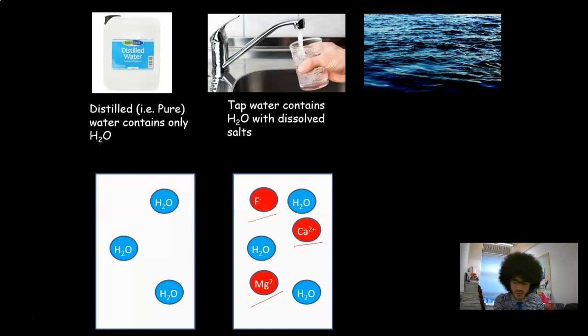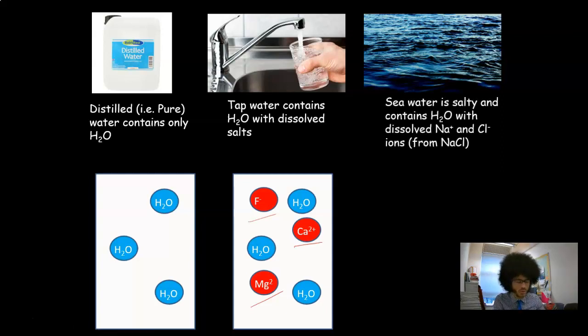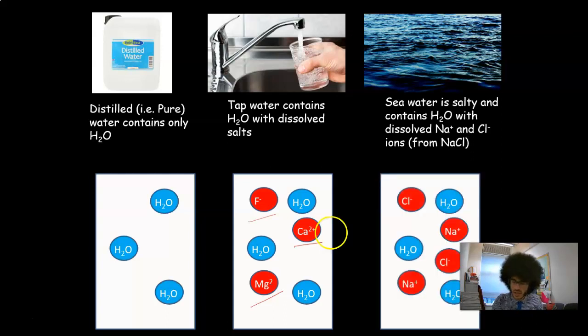Now, they're all very different to seawater or saline water. Seawater is very salty, as you may know. Now, it contains H2O with quite a fair amount of sodium chloride, or NaCl. And inside it, you can see that you've got H2O, you've also got Na+ ions, and also Cl- ions, to such an extent that it actually becomes undrinkable. So those are the different types of water you have.